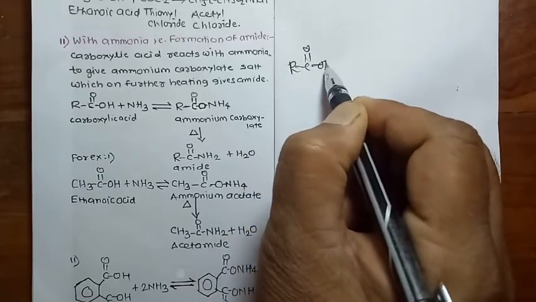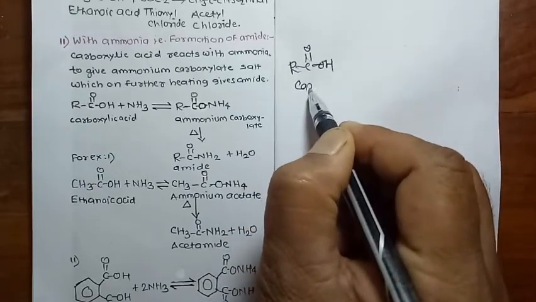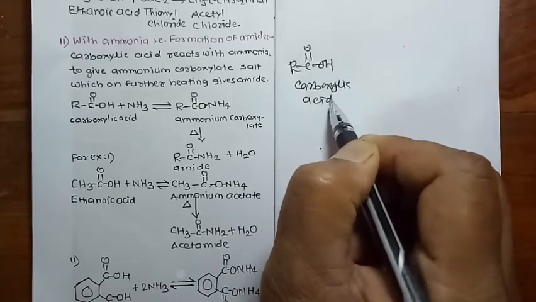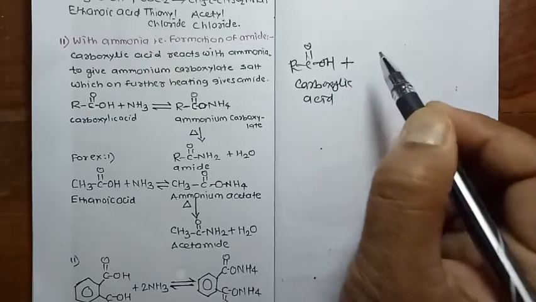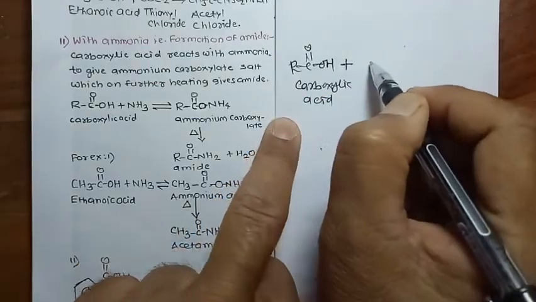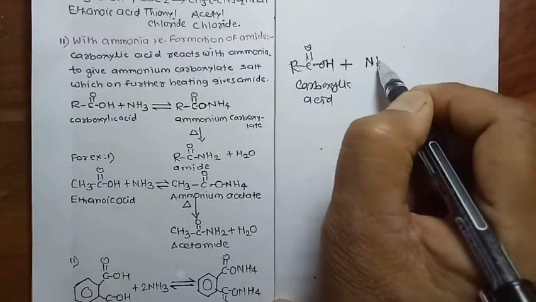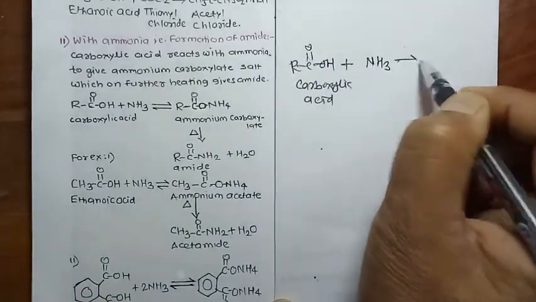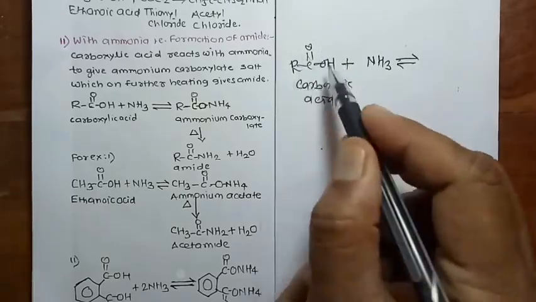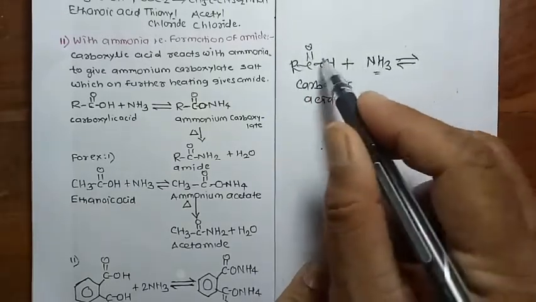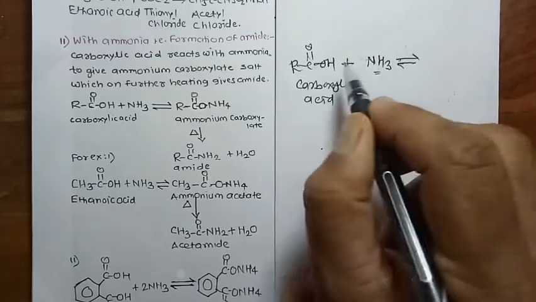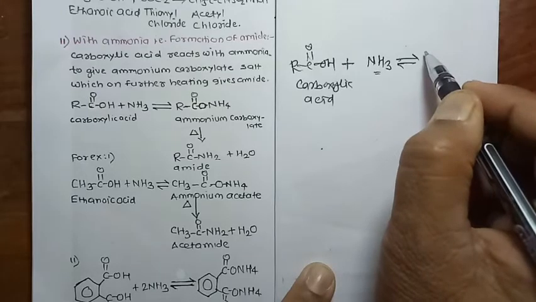First of all, we will see the general reaction. RC double bond OH is the general formula of a carboxylic acid. When this carboxylic acid is treated with ammonia, NH3, it is a reversible reaction. It forms an ammonium salt. Carboxylic acid is acidic in nature, and ammonia is a base, so it is a neutralization reaction. There is a formation of a salt, that is, the ammonium salt, ammonium carboxylate.